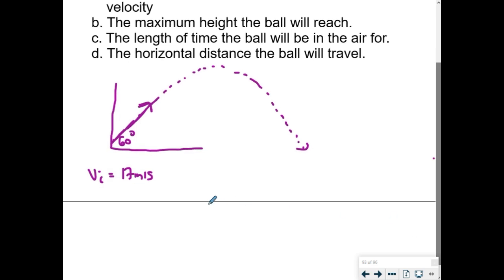However, that's not x or y. I would actually like to solve for what its velocity initial in the x direction would be. And I'd also like to solve for what its velocity initial in the y direction would be, because there's kind of a component to it.